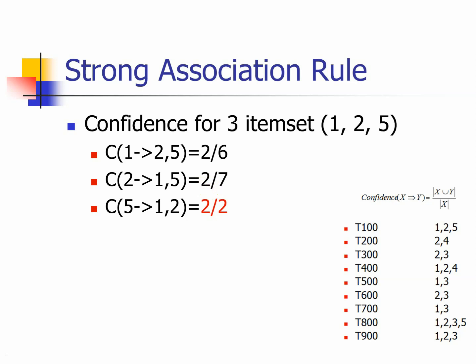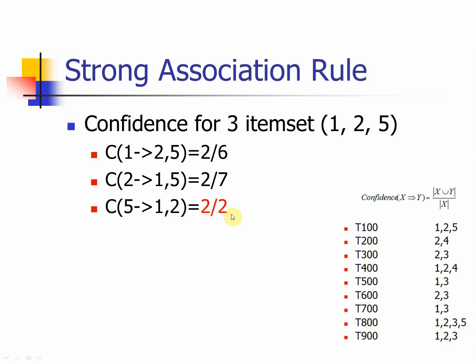The last one is the one that passes because 5 again occurs only 2 times. And every time when item 5 occurs, they purchase 1, 2, and 5 all together. And that's why it's actually a very strong rule that we will be able to find.